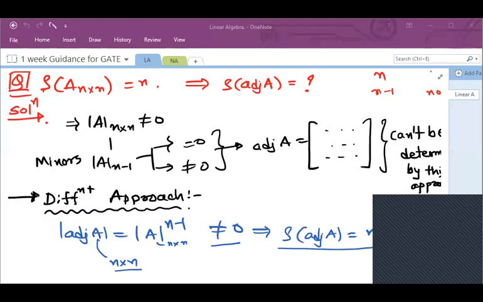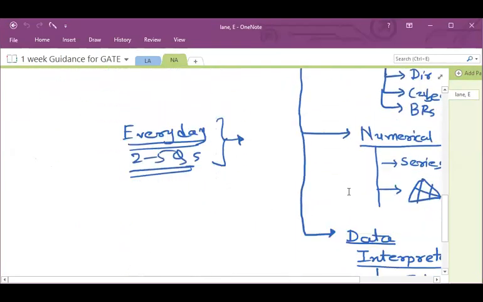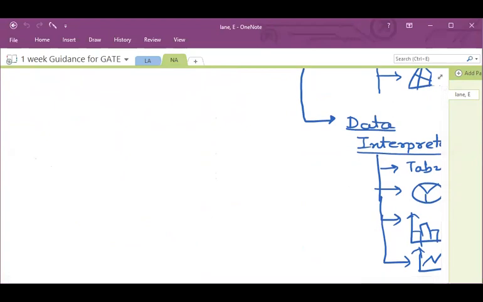Okay. So once again, very good morning to all of you. Today we are going to start numerical aptitude. My aim is to finish one and two things today, so that at least two things will be clear to you.